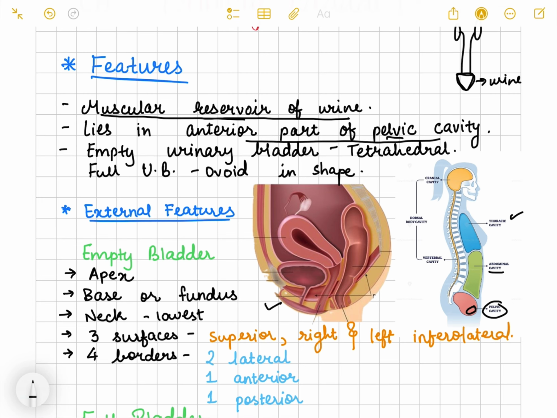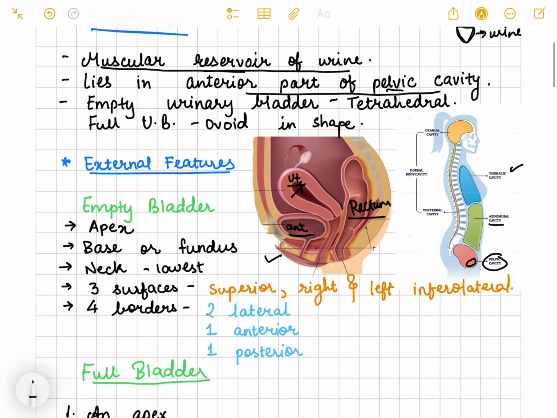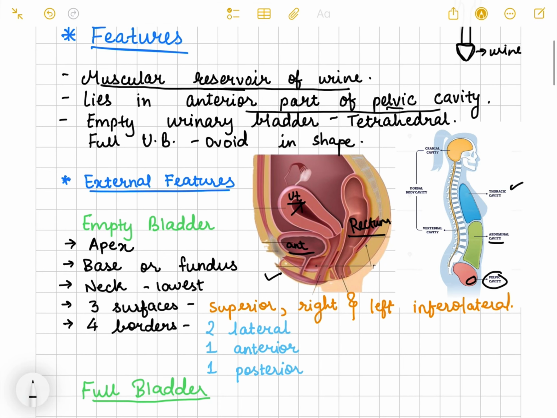This is the diagram of a female pelvic cavity. So in the anterior part you can see there is the urinary bladder. In the middle this is the uterus, and posteriorly there is the rectum. In males obviously there is no uterus, so directly you have the urinary bladder and the rectum. I hope these points are clear to you.